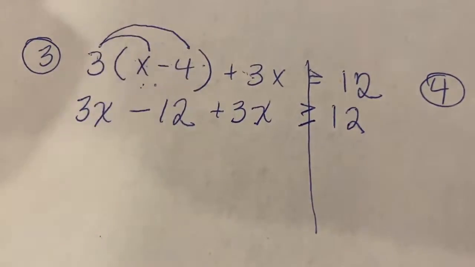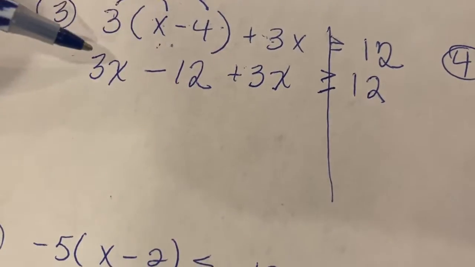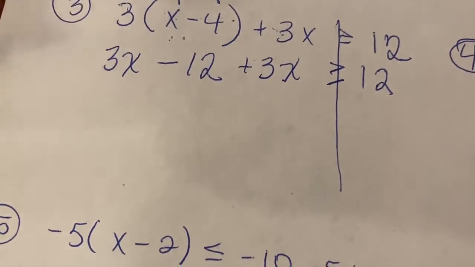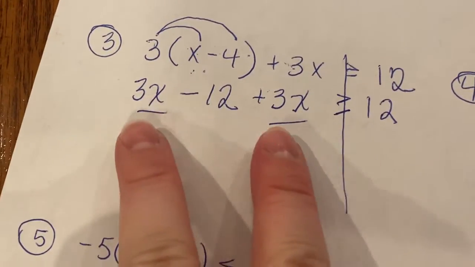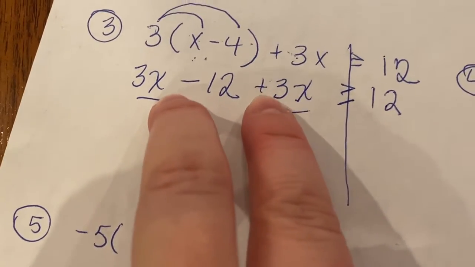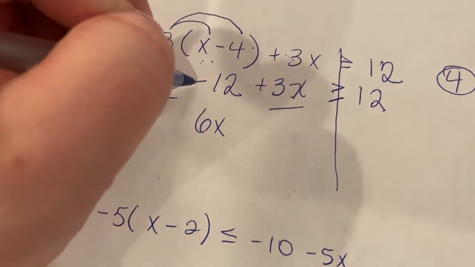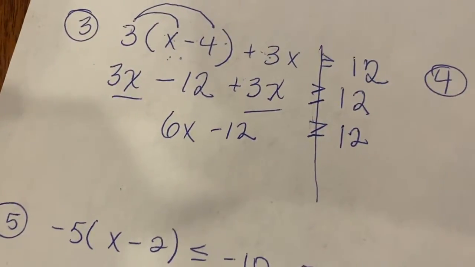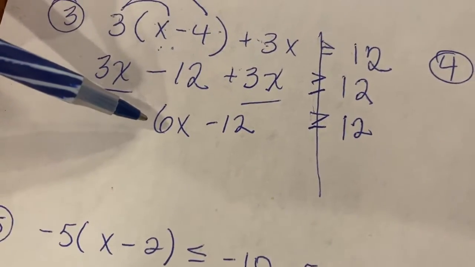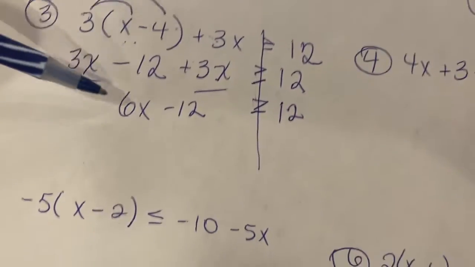Okay, now if I look just at the left-hand side, you should notice that we have some like terms here. When you have your two x terms on the same side of the inequality or equation, you can go ahead and combine those. So 3x plus 3x combines to be 6x, and then I'm going to bring down the minus 12. My symbol comes straight down, my 12 comes straight down. So now this looks just like example 1. It's just a two-step problem now.